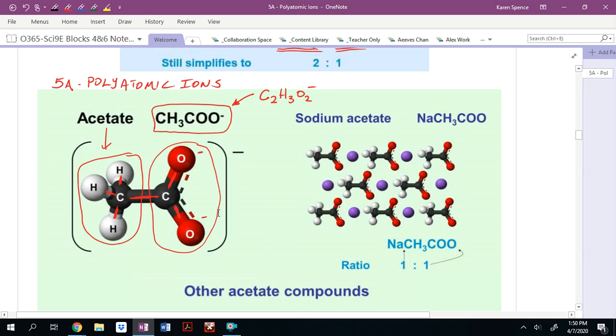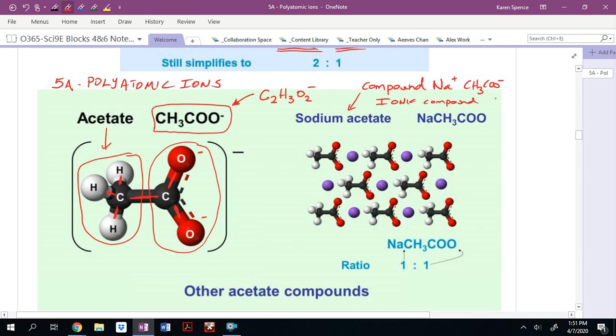So let's look at sodium acetate. This is a compound. It is made of the sodium ion, Na+, and the acetate ion, CH3COO-. And if it's made of those two ions, what kind of a compound is it? If it's made of ions, it is an ionic compound.